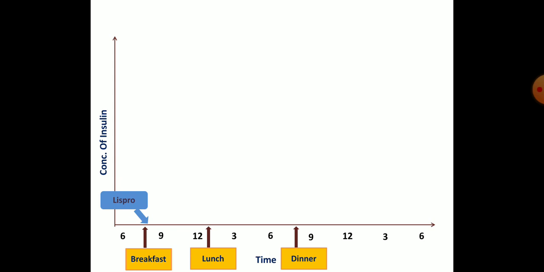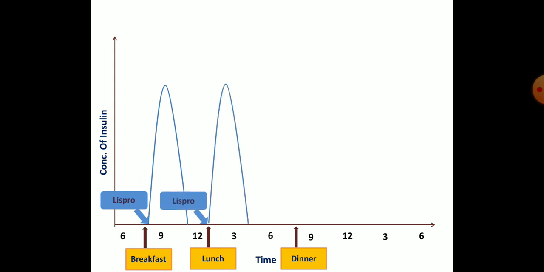And the time at which we require the insulin to control the postprandial hyperglycemia, it is seen with these insulin analogs. So the same analog is repeated at the time of the lunch and at the time of dinner. Fine. And what about the basal blood sugar control?